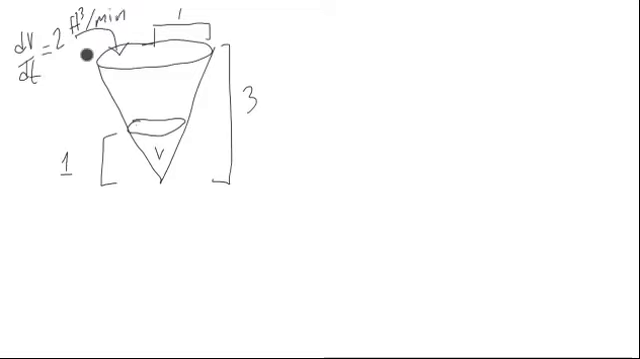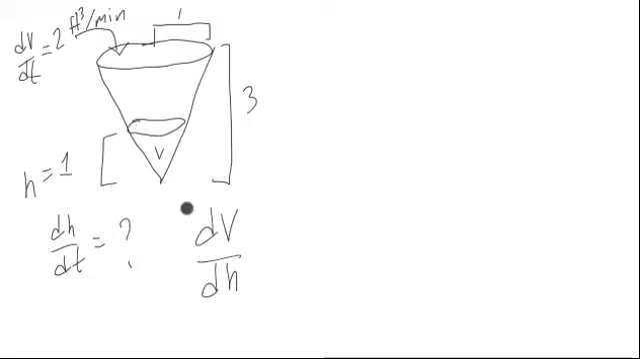Okay, so maybe we're interested to know, this is height, what is dH/dt precisely when the height is 1? Now, to do this, really all we need to know is, first of all, what is dV/dH at h equals 1? How is this going to help us with that?